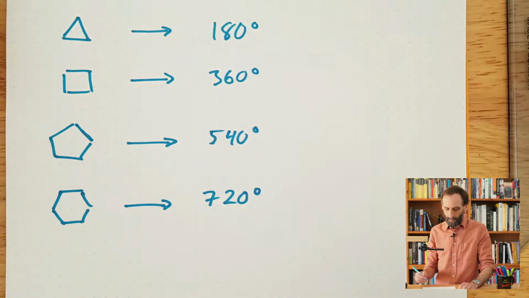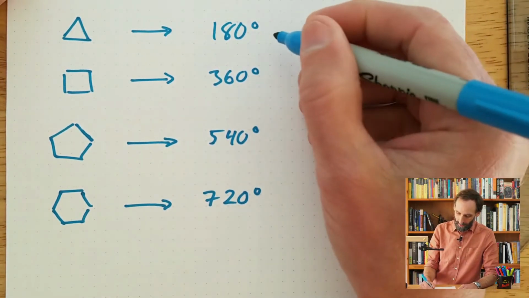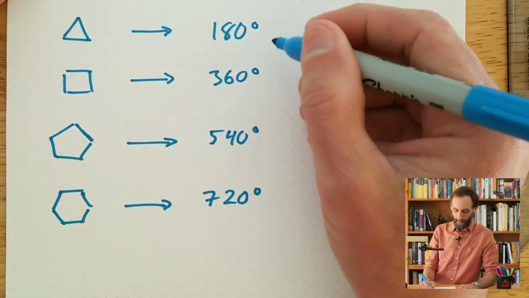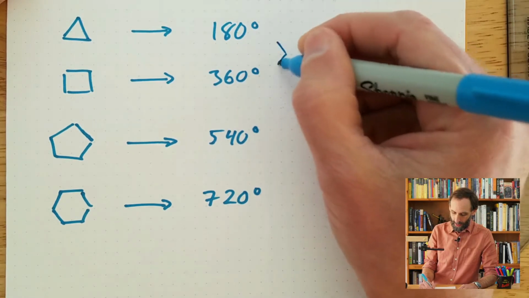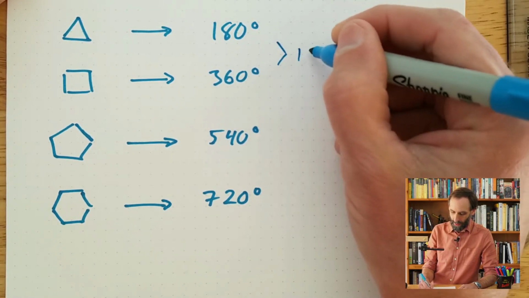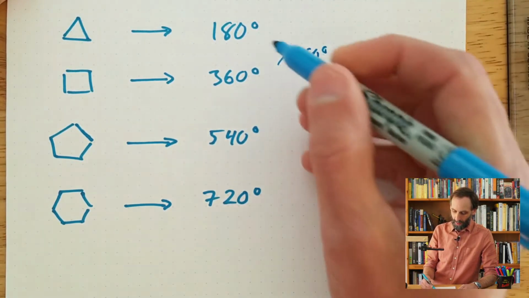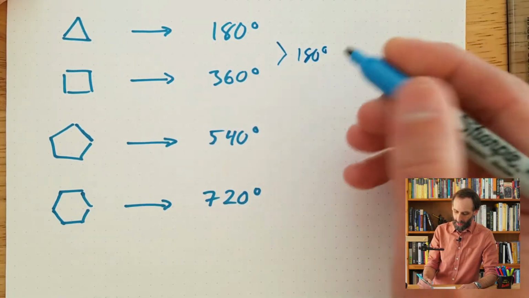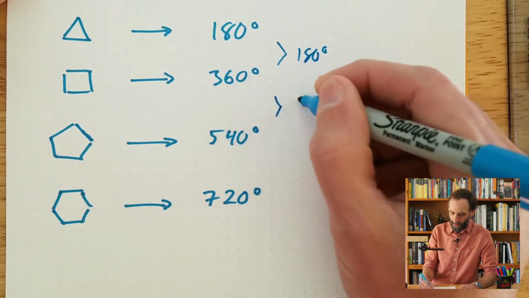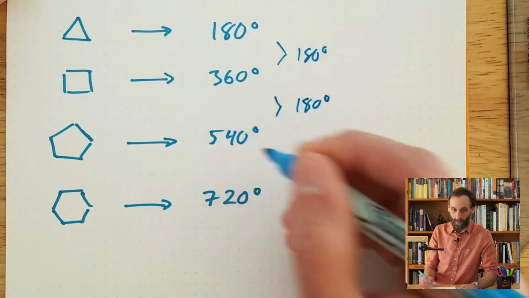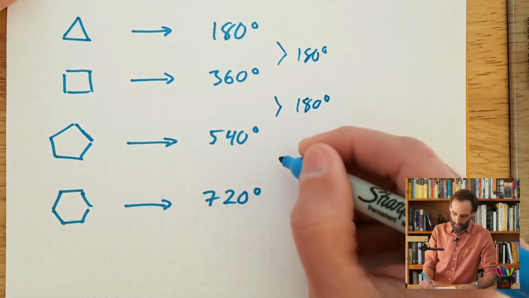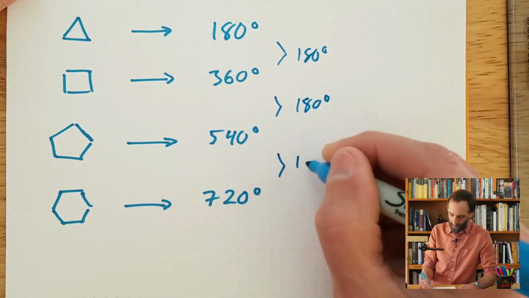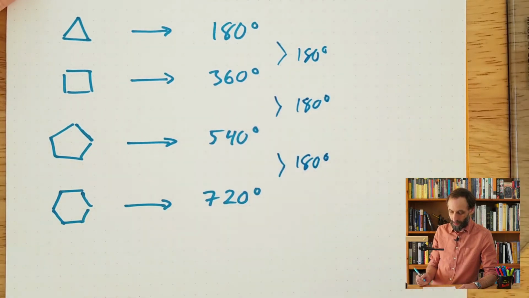Well, if you look at how much you would add to this number to get the next one, in each case, you would see that the difference is 180 degrees. 180 plus 180 is 360. 360 plus 180 is 540. 540 plus 180 is 720.